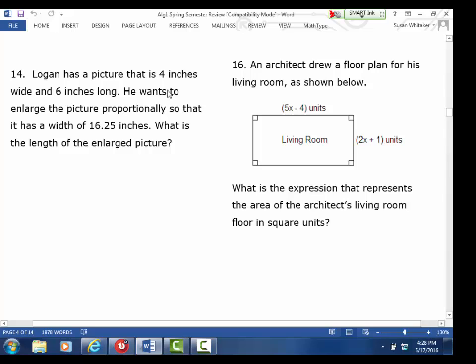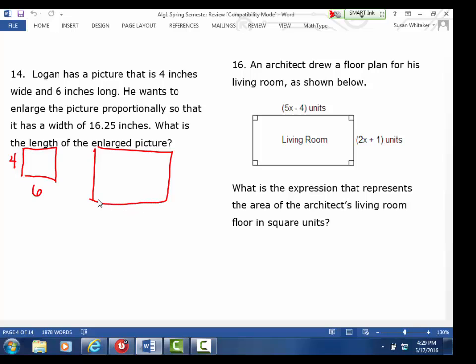Logan has a picture that is 4 inches wide and 6 inches long. He wants to enlarge the picture proportionally so that it has a width of 16.25 inches. What is the length of the enlarged picture? Okay, so I know that he's got a picture that is 4 by 6, and then he's going to make it bigger. That's what enlarge means. And the width, which is 4 right now, will go up to be 16.25. So they want to know, well, what would the length then have to be? Since it's proportional, we can say 4 is to 6 in the same way that 16.25 is to L.